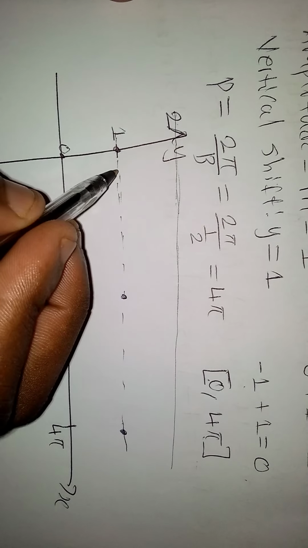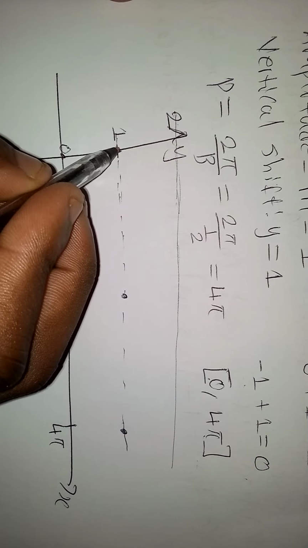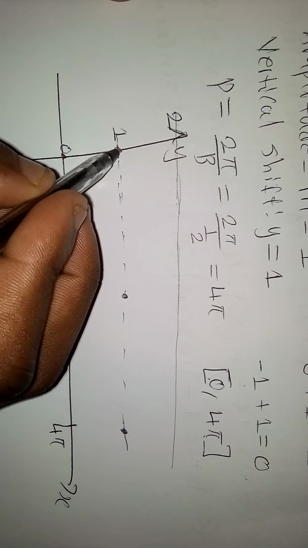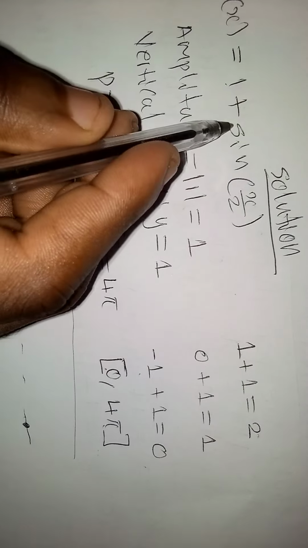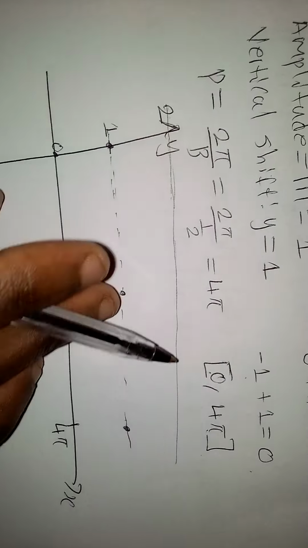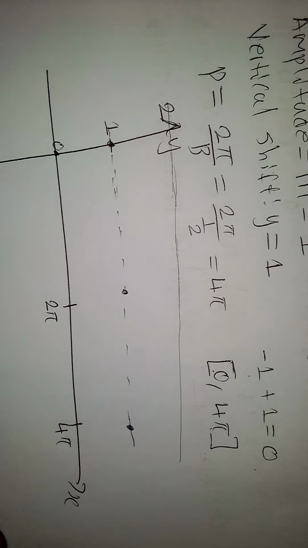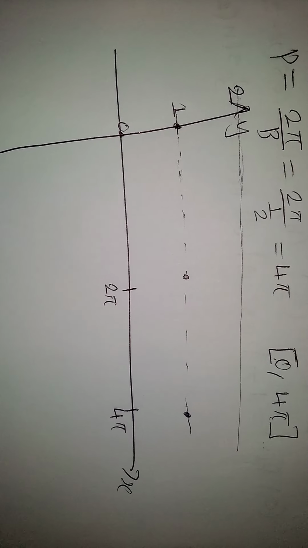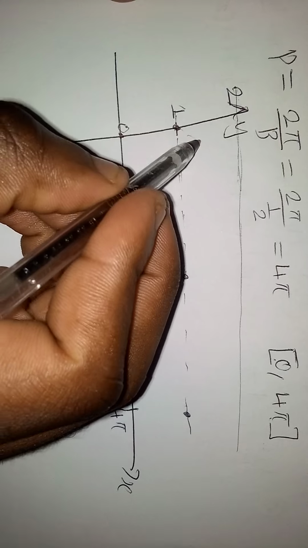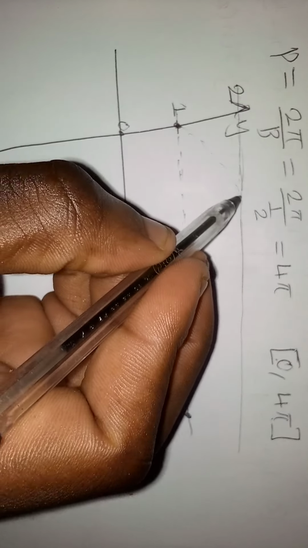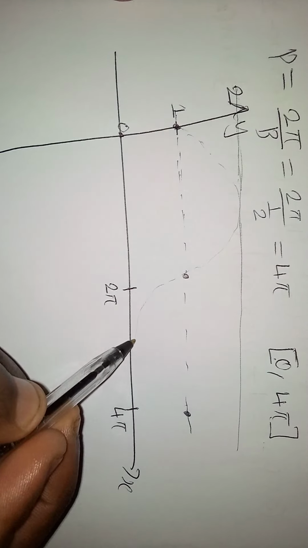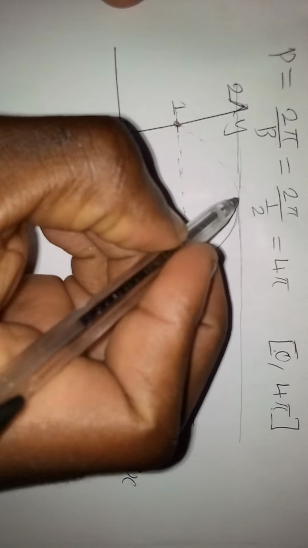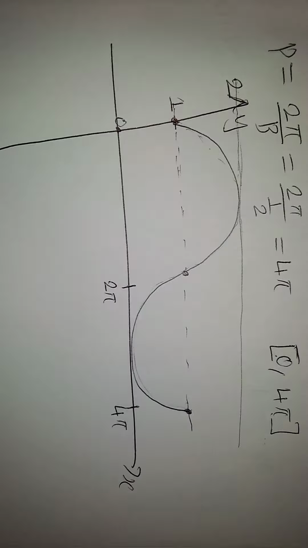It starts from this point and will move toward the positive direction because the coefficient of the sine function is positive here. So it will move toward the increasing values of y. It will start from this point, cut here, up to here. So that will be the graph of this function.